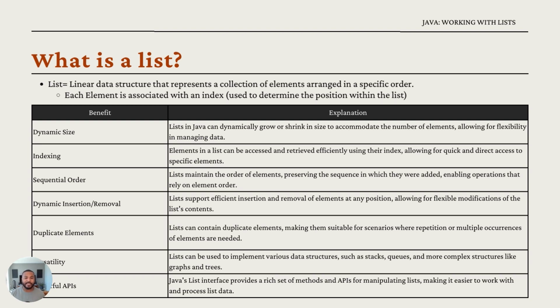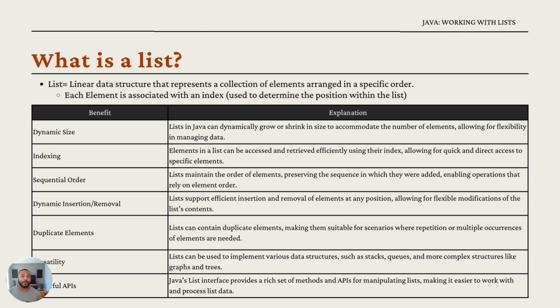The second benefit is indexing. A fundamental advantage of lists is their efficient indexing mechanism. Each element in the list is assigned an index, starting from 0 for the first element. This indexing allows us to directly access elements based on their position, enabling quick retrieval and manipulation of data. So it simplifies algorithms and reduces the time complexity for search operations, making list operations more efficient.